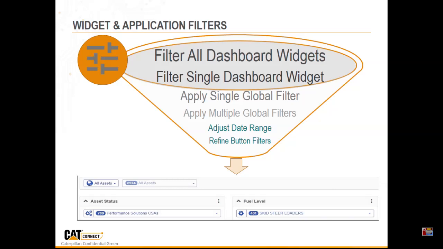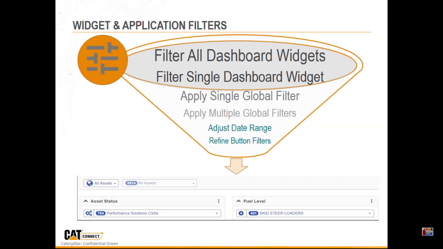I would like to briefly discuss the widget and application filters. There are many different ways to filter the data available within VisionLink and several places where you can apply filters. This allows you to refine the data to show only what you need and filter what you don't. You can filter based on groups, product family, or geofence.